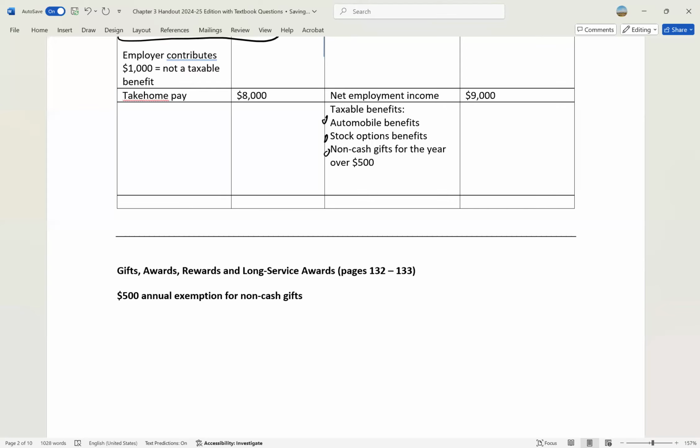And so what do we mean by non-cash gifts? Maybe a gift basket, maybe a nice pen, for example. Often employers might give gifts such as mugs, clothing, for example, as non-cash gifts. So there's this $500 annual exemption for non-cash gifts.